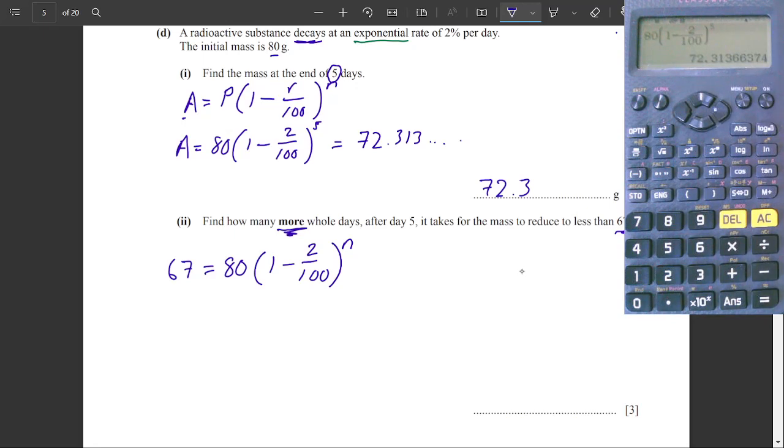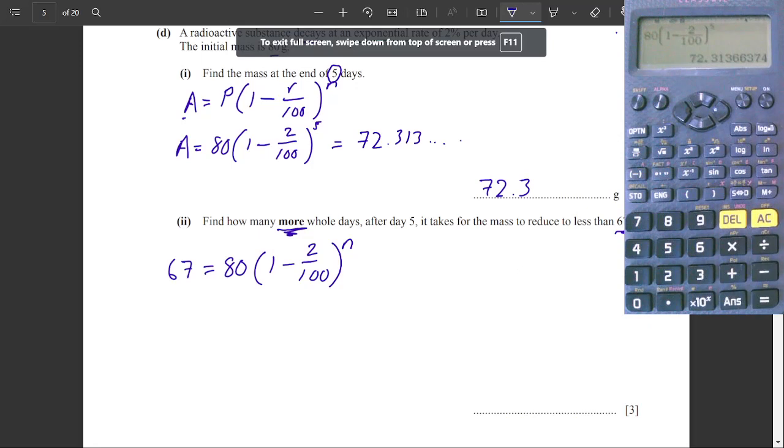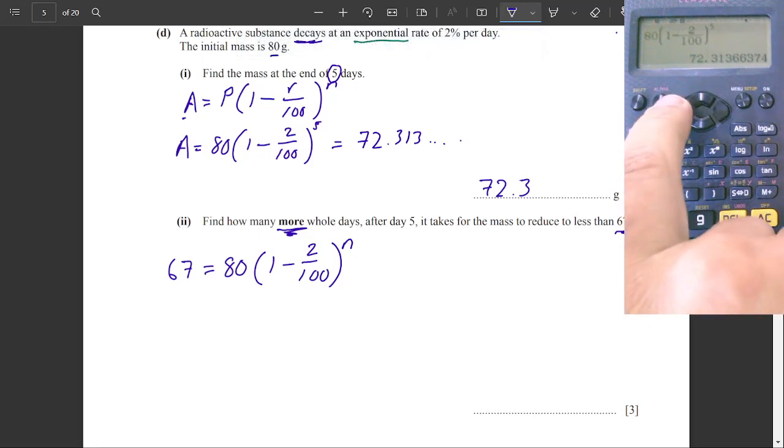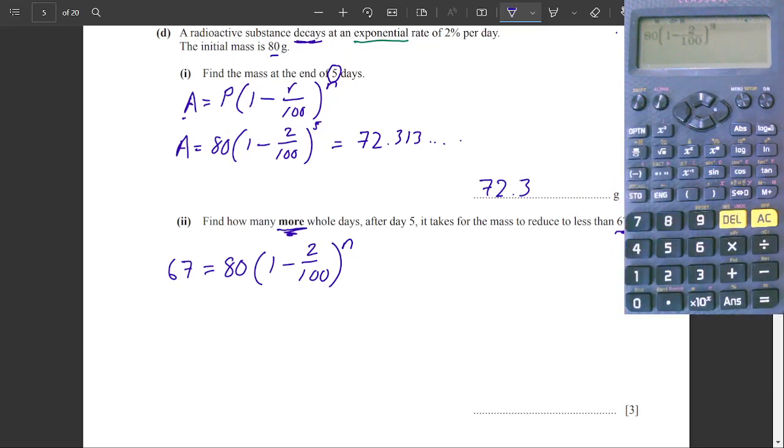I think the best is trial and error. On my calculator I still have what I've put in before. All I can do now is a little bit of trial and error. So just use the arrows, go back. That was 5 days. Let's substitute that 5 for a 6. Okay, 70. Remember now, we're looking to go below 67.